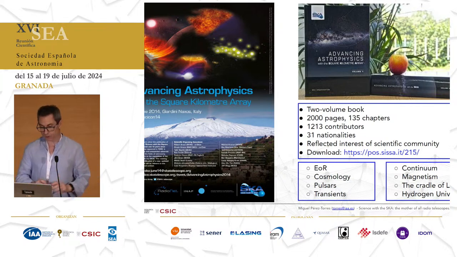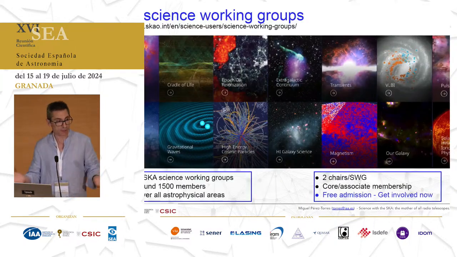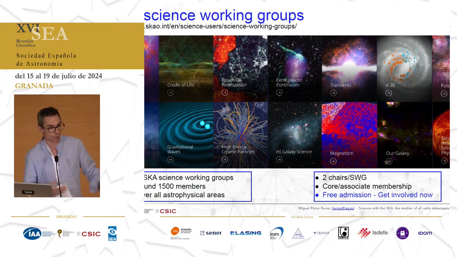And at the time, there were only 8 science working groups that you can see listed here. The science basically reflected the interests of these science working groups. So the current situation, and you have the link here, is that there are 14 science working groups. We don't expect this to rise beyond that number.